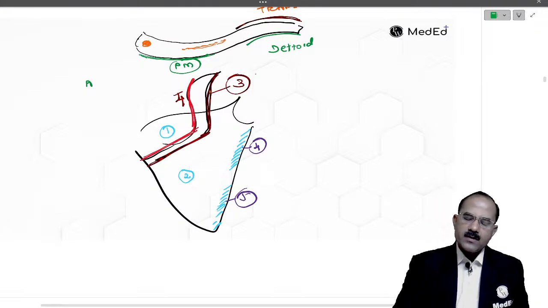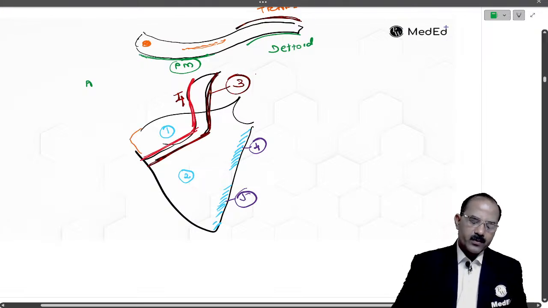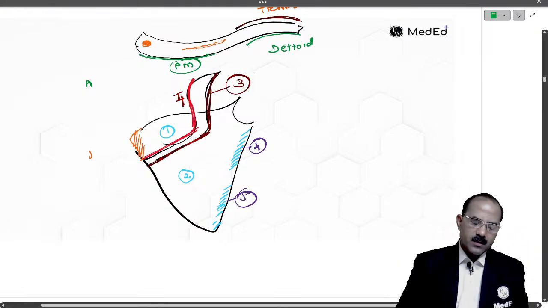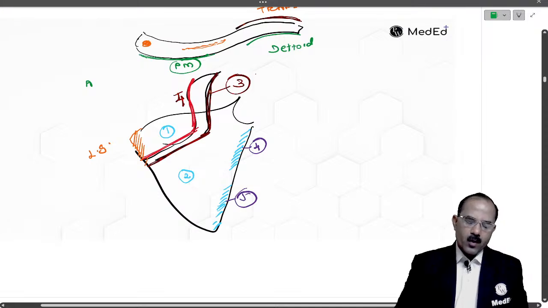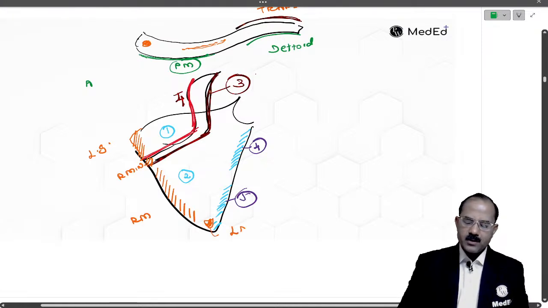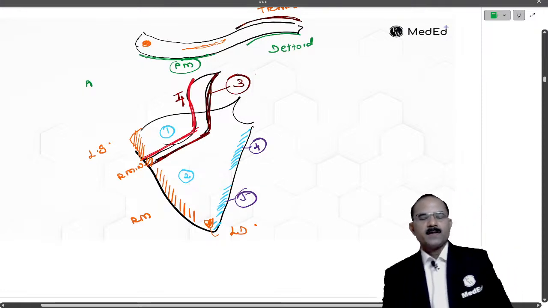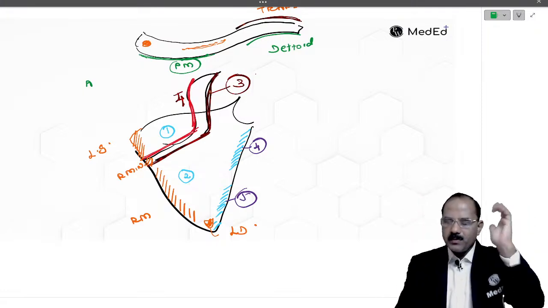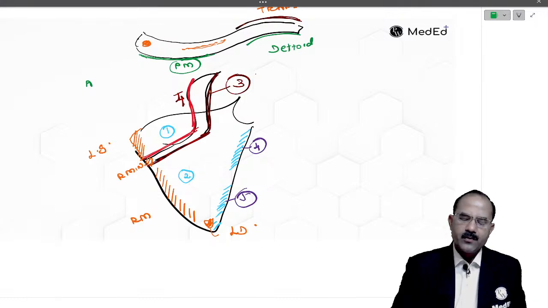What is this muscle? From the superior angle to the spine, this is the levator scapulae. Opposite to the spine, that's the rhomboid minor, and below the spine, that's the rhomboid major. And there's a small muscle here, that's the latissimus dorsi. So these are the important muscle attachments on the scapula. Again, I'm telling you, bones will be taken separately. I'm just telling you.